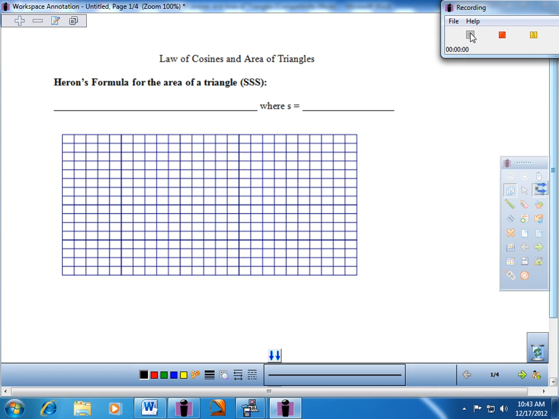Welcome. Today's lesson is entitled Law of Cosines and Area of Triangles. And so as you can see on your notes worksheet here, what we're going to do is just start out with one more formula for the area of a triangle.